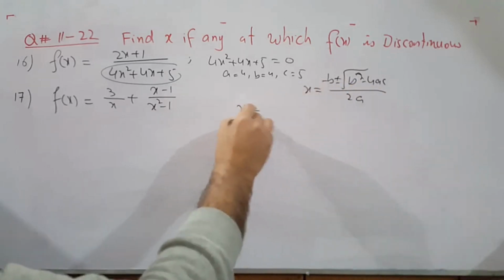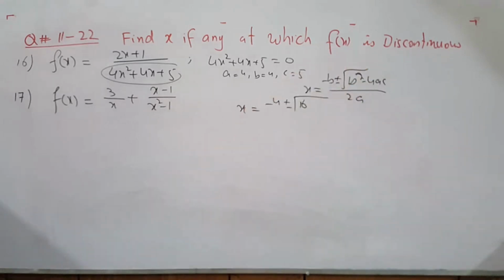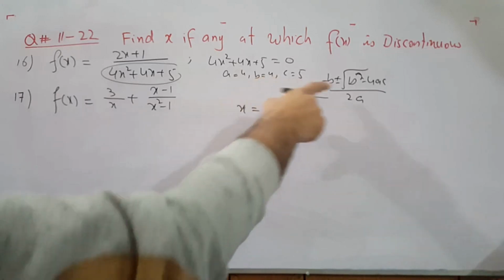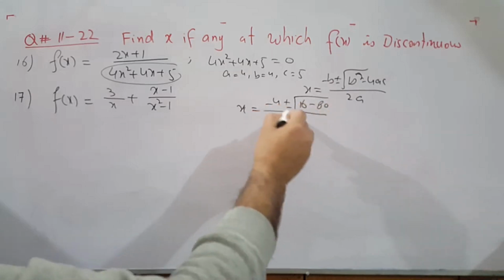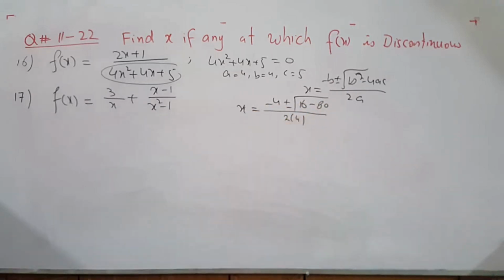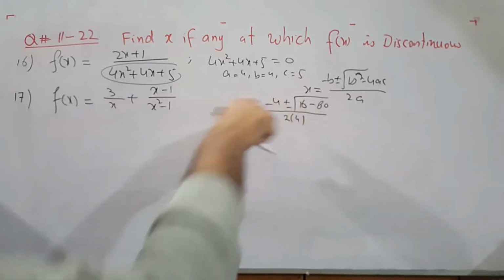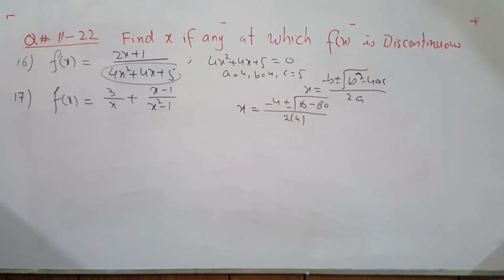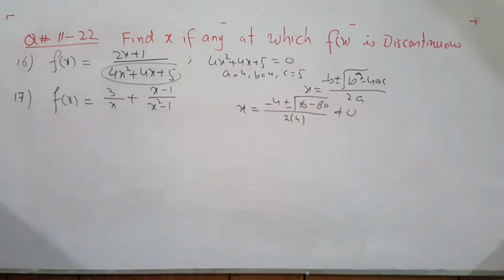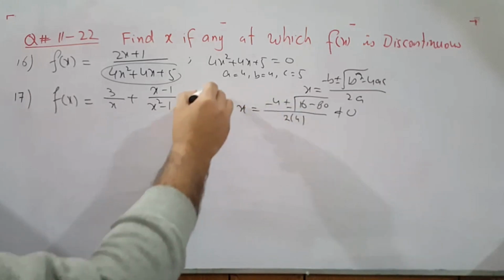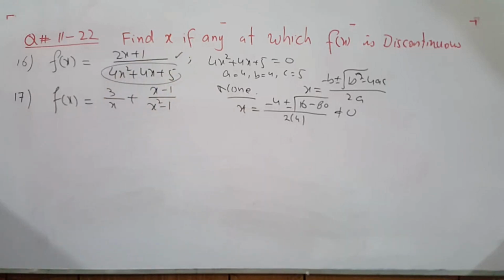So x is equal to minus 4 plus minus, if I put b as 4, 16 minus 4 times 4 is 16 times 5 is 80, and the 2 times 4. And you can see that this is something negative. So minus 80 plus 16 gives you a negative inside the square root, which is not possible. We are going into the imaginary values, so there is no x value for which this function is discontinuous.